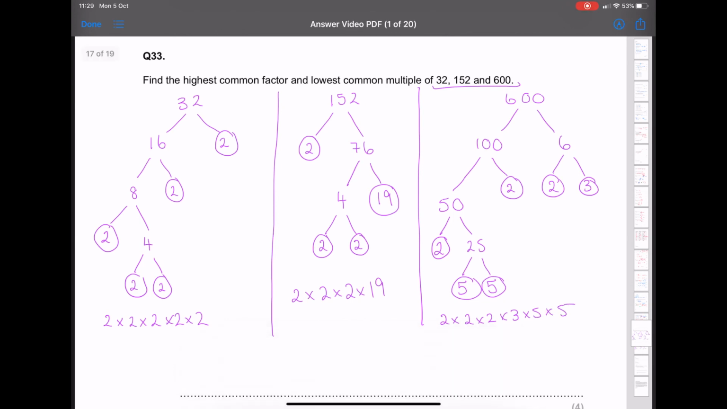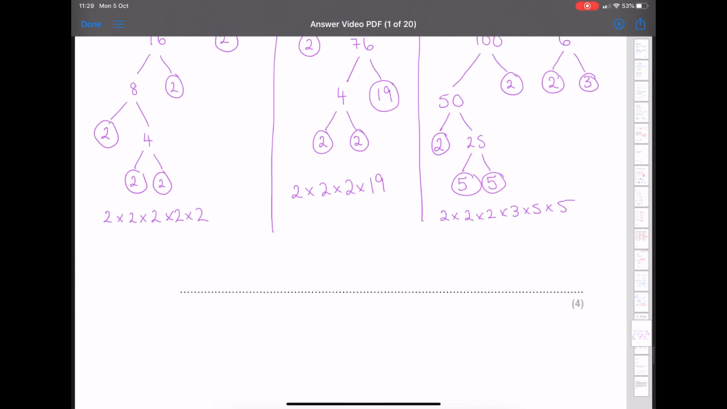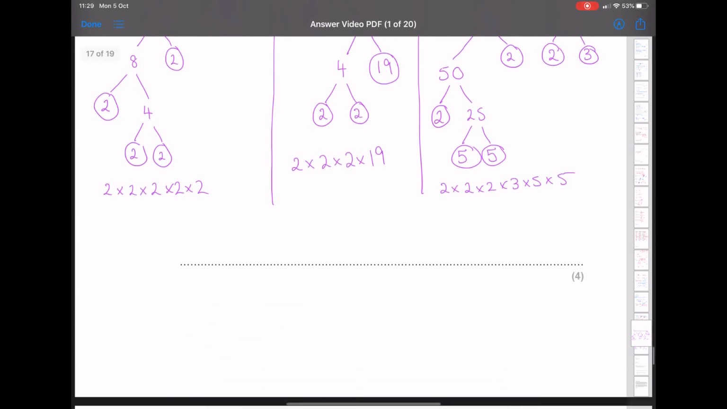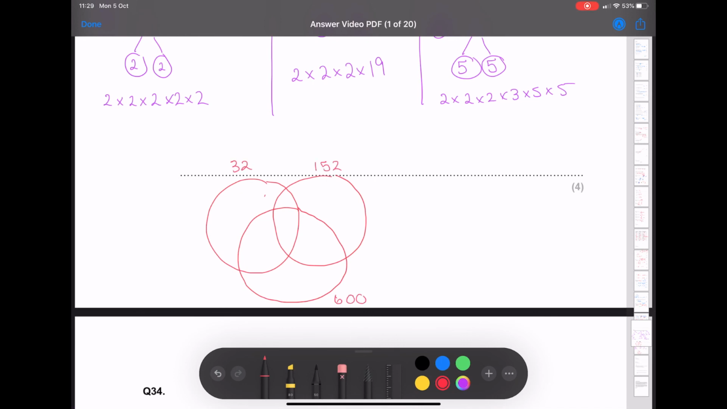Now you've done all of those, you want the Venn diagram. So I'm going to have to draw this down here. The Venn diagram now is a little bit tricky. I'm just going to move that up there because I don't actually need it all. With the Venn diagram, I need 3 circles now. I'm going to have to draw it quite big. 1, 2, 3. This one would be 32. This one would be 152, and this one would be 600.